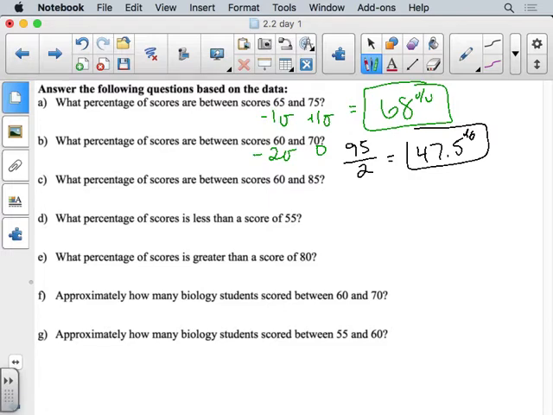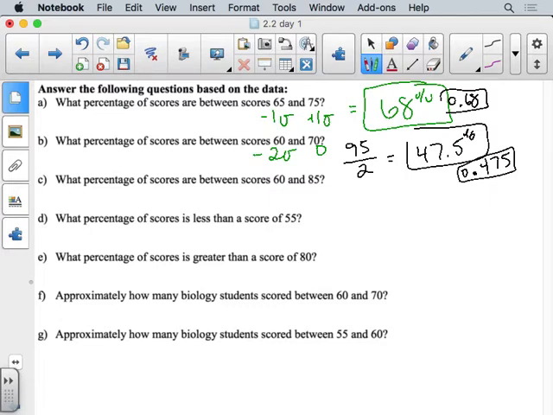And I might need to be better at this. Like you could also write that as 0.475, or you could write this as 0.68. Getting used to seeing it in a decimal as well. So these are the same number, those are the same number. Okay. What percent of the scores are between 60 and 85?